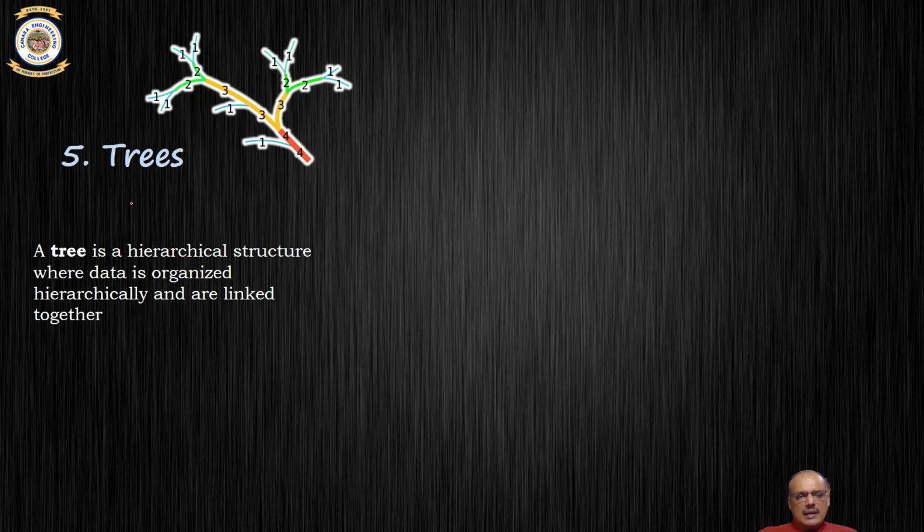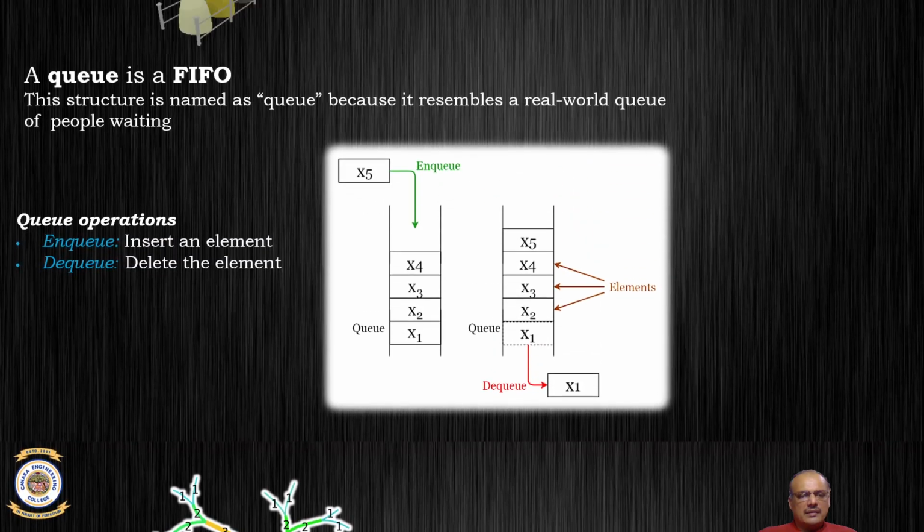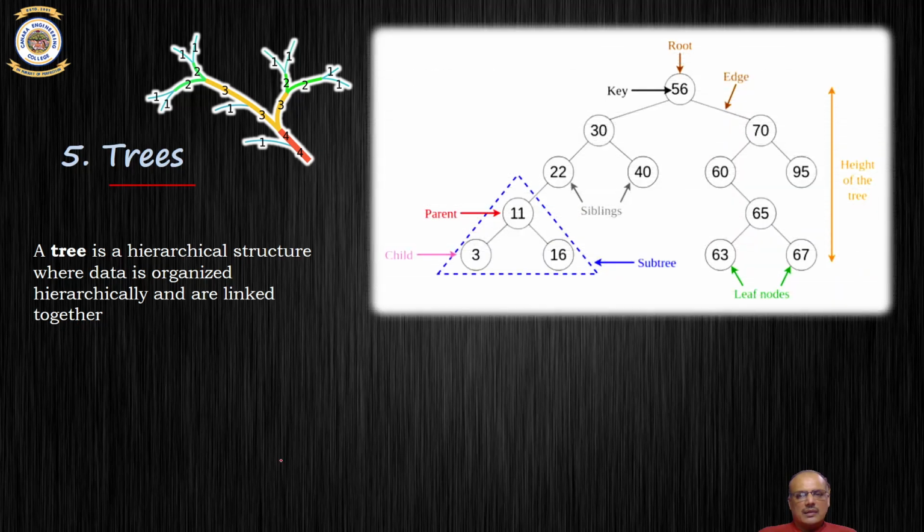Then another data structure which is very popular is called a tree. A tree is nothing but a hierarchical structure where data is organized in a very systematic hierarchical way, and the nodes are linked together. Say for example what is given out here is a tree. A tree has a node very similar to that of a linked list, but this node can be connected to multiple nodes. When a node is connected to only two nodes, it is called a binary tree.